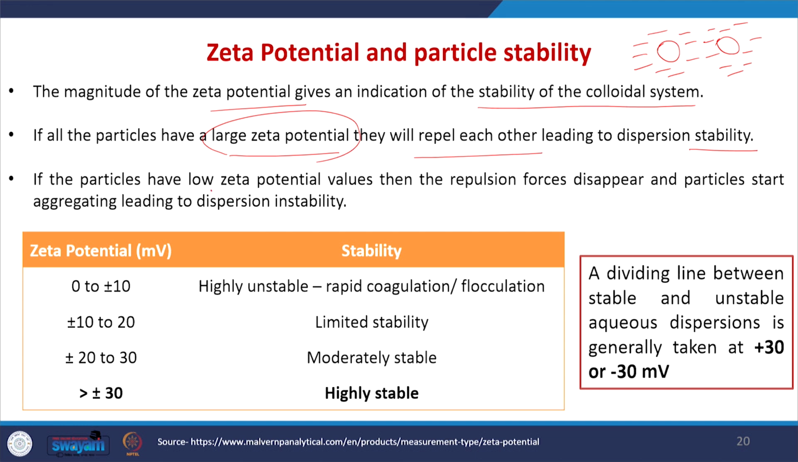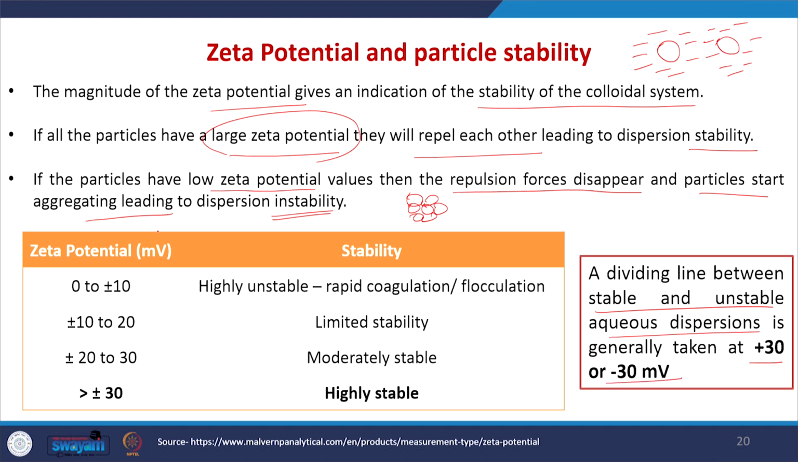If the particles have low zeta potential values, then the repulsion force disappears and particles start aggregating, leading to dispersion instability. So, if you have a low charge, the particles will try to come closer and aggregate, and the dividing line between stable and unstable aqueous dispersion is generally taken at plus 30 or minus 30 millivolts.